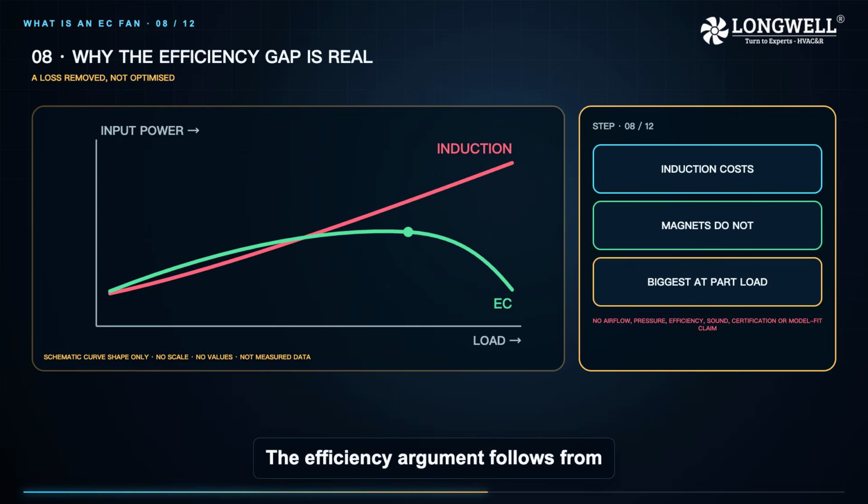The efficiency argument follows from the same physics, and it is worth stating precisely. An induction motor has to induce current in the rotor to make rotor field, and that induction has a cost that never goes away. An EC motor's rotor carries permanent magnets, so its field is simply there. That removes a loss term rather than optimizing one, and the gap is largest exactly where fans spend most of their life, which is at part load.